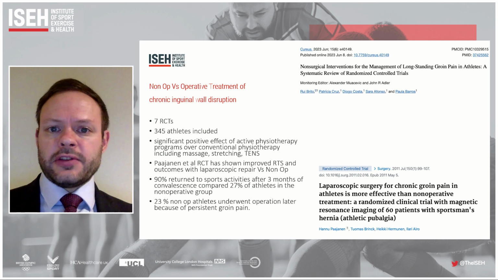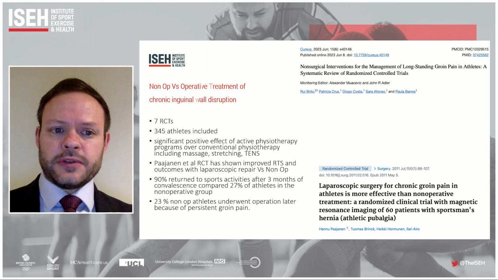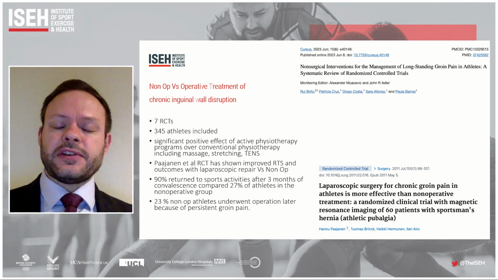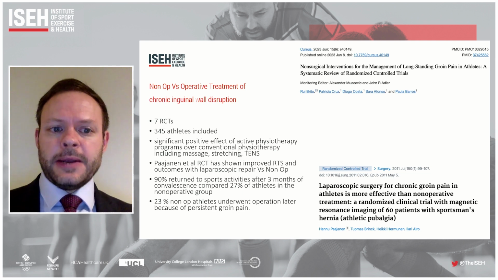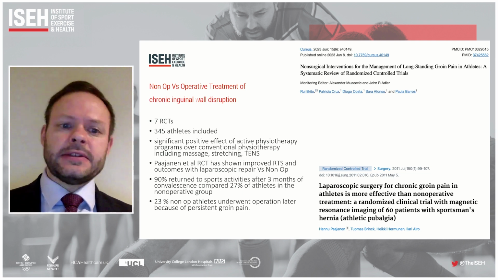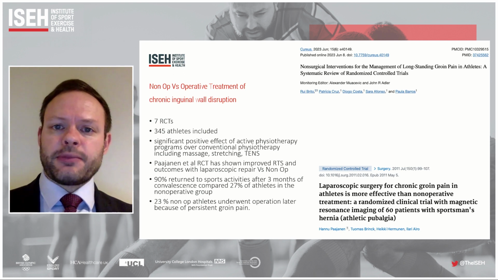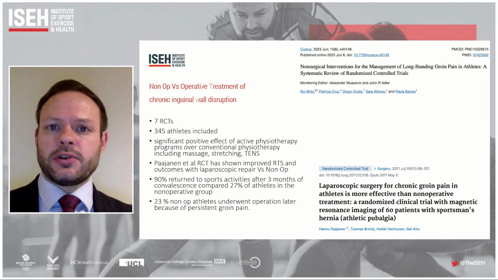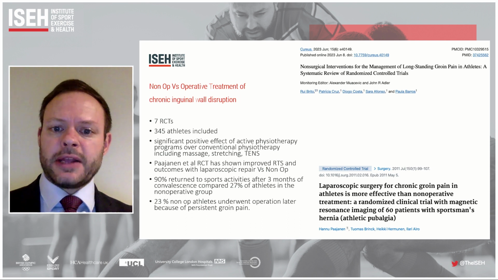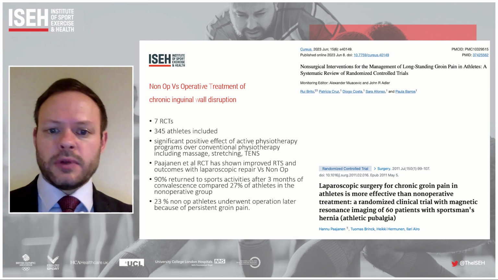Well, there was a systematic review of randomized controlled trials, 345 athletes involved in the analysis, and they found a significant positive effect of physiotherapy, but one RCT compared laparoscopic repair versus non-operative measures and found that laparoscopic repair had a better outcome, with 90% returning to sports, only 7% of athletes in the non-operative group. That's quite a significant difference, and we therefore have to think about operative repair in these chronic groin pain syndrome patients that have inguinal wall disruption.